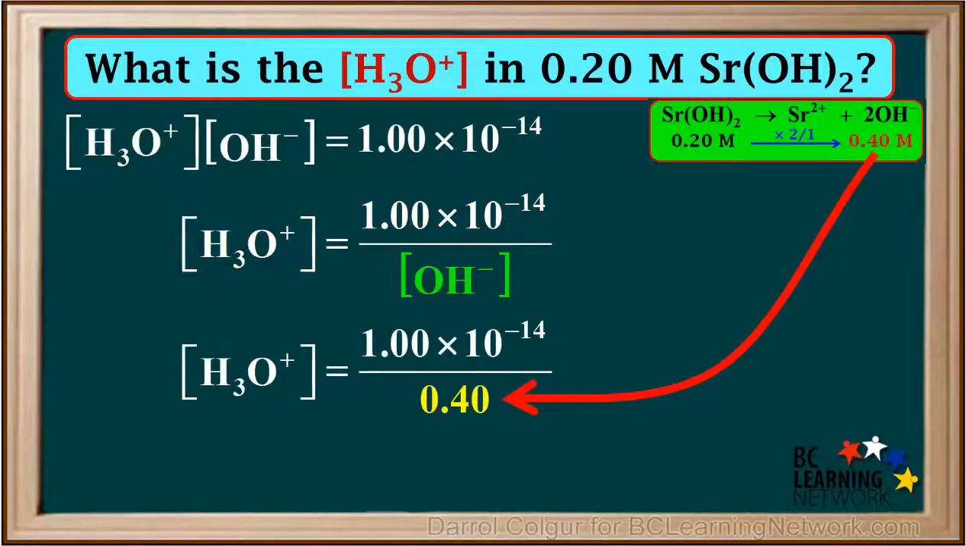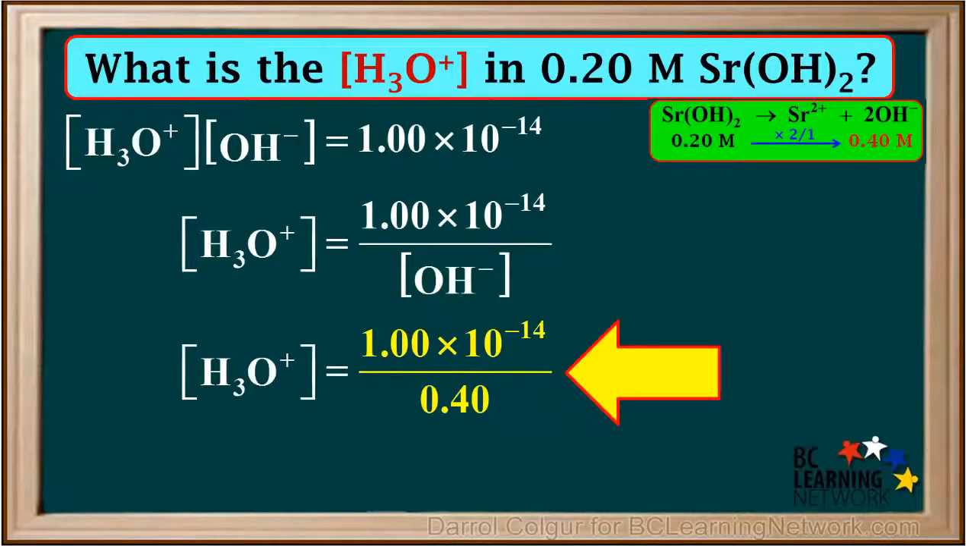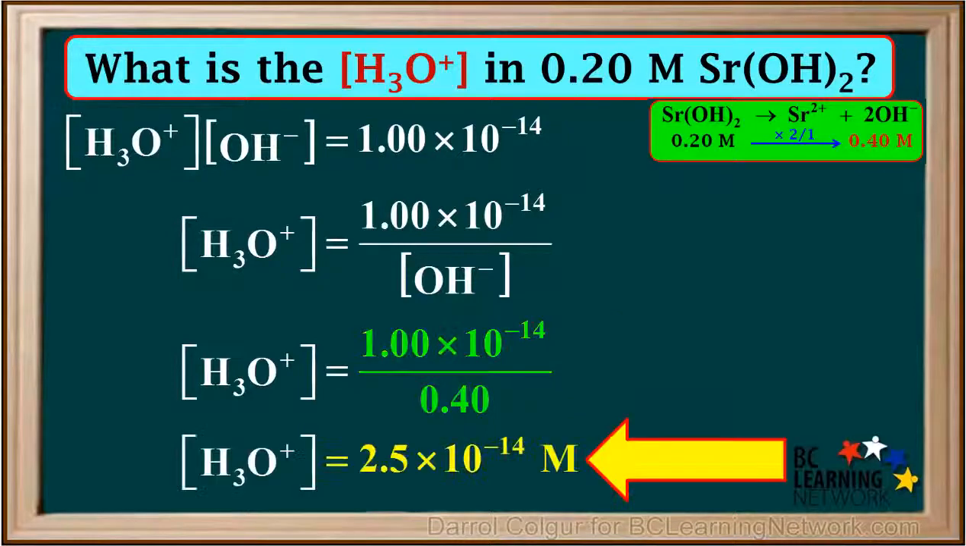Now we substitute 0.4 in for the concentration of OH-, and we get that the concentration of H3O+ is equal to 1 times 10 to the negative 14th divided by 0.4, which is equal to 2.5 times 10 to the negative 14th molar. Because Sr(OH)2 is a strong base and the concentration of OH- is relatively high at 0.4 molar, we would expect the hydronium ion concentration to be quite low, which it is.